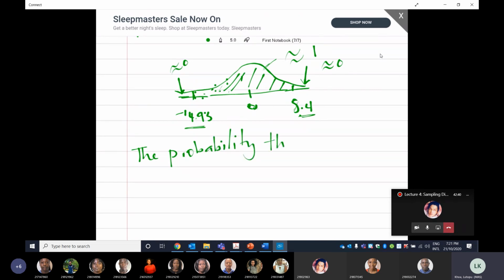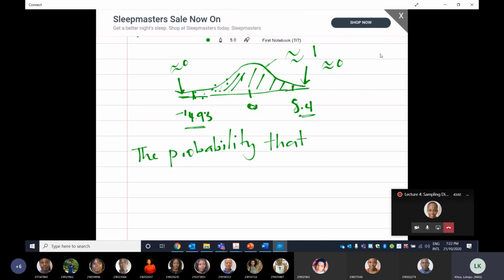Ma'am, I don't understand how the numbers beyond 8.4 are approximately equal to 0, but the ones that are between 0 and 8.4 are approximately 1. Okay, that is because we're talking about the area of the curve.